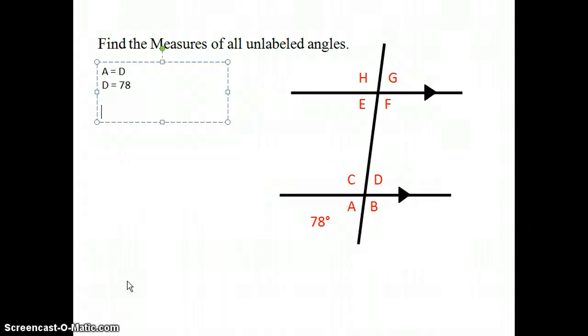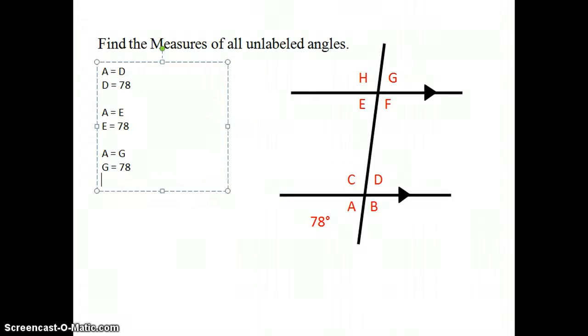78 degrees. Now, we also know that A and E are corresponding angles, so we know that A and E are going to be congruent. So the measure of angle A will equal the measure of angle E, which means that the measure of angle E will also equal 78 degrees. We also know that A and G are alternate exterior angles, and alternate exterior angles are congruent. So we know that the measure of angle A will equal the measure of angle G, which means that the measure of angle G will equal 78 degrees.